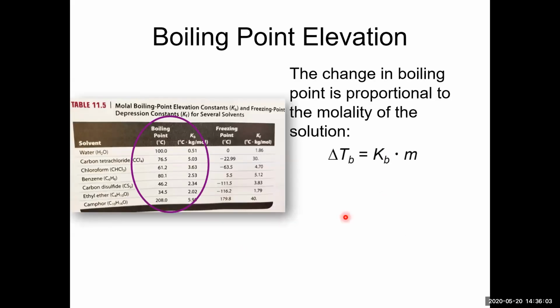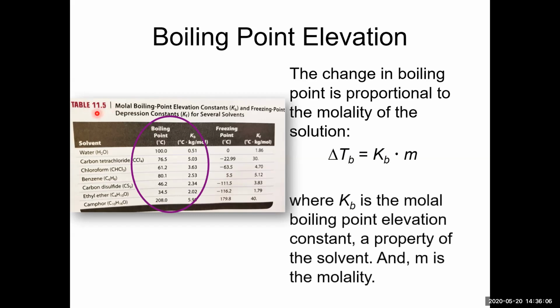So here's our equation again, and over here, this is table 11.5 from your book, and it says molal boiling point elevation constants and freezing point depression constants, Kf, for several solvents. So I've circled the boiling one here because that's what we're going to look at. And these are just a bunch of solvents. They decided to list water, carbon tetrachloride, chloroform, benzene, carbon disulfide, ethyl ether, and camphor. So these are just ones they selected. There's many more solvents than this. And they've listed their boiling point, what they would normally boil at in degrees Celsius. And then this constant, this boiling constant, which is part of this equation.